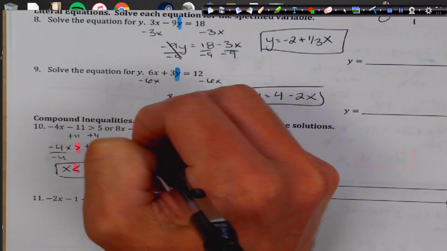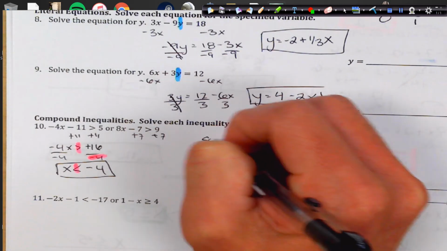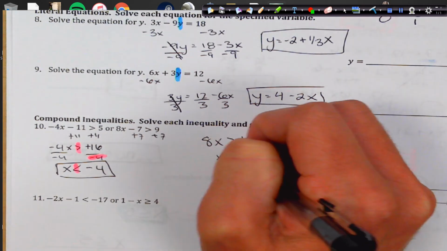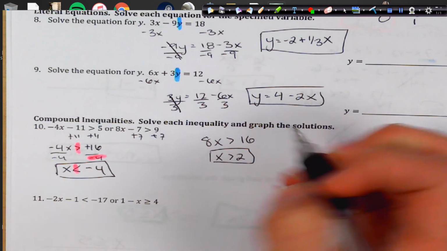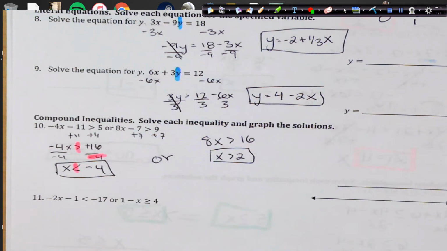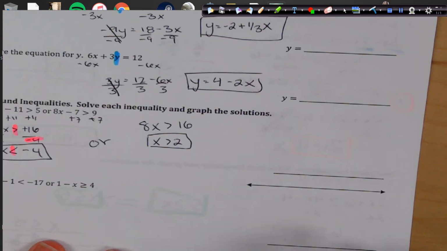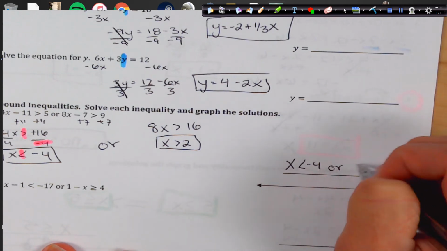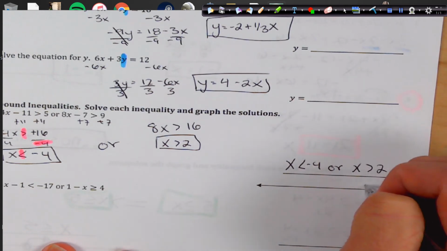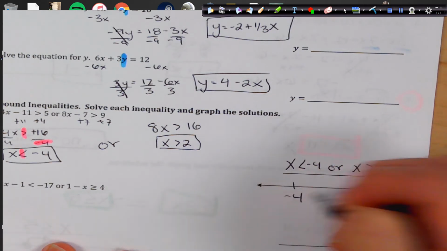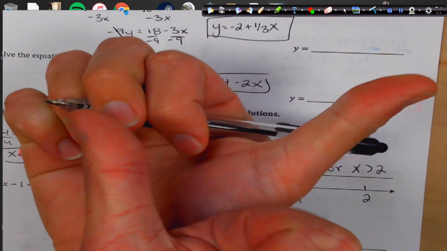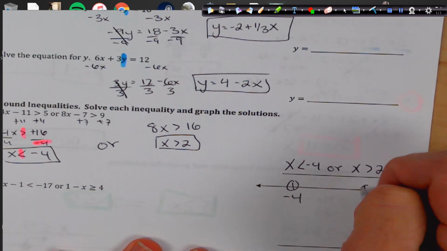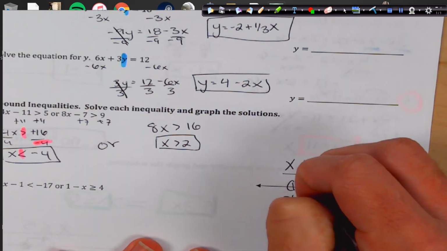Over here, we're going to add 7. Give myself a little bit more space. Divide by 8, and we're going to get 2. So here's my two problems separated by the word OR. So my answer would be x is less than negative 4 or x is greater than 2. So I write 2 over here, negative 4, and I know it's going outwards. And so we do open, open, out, out.